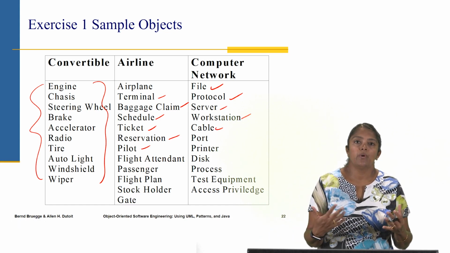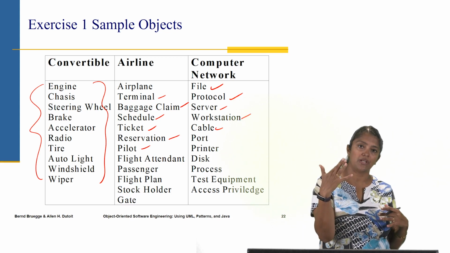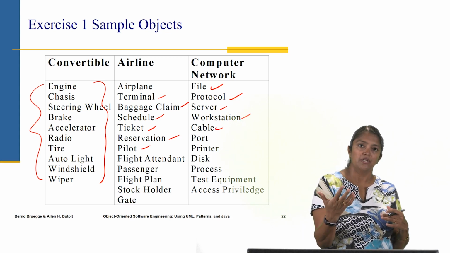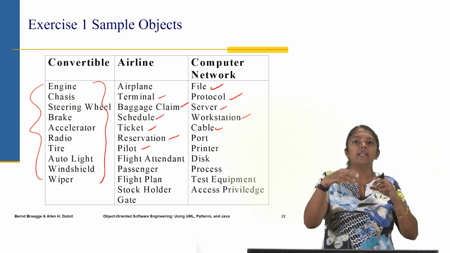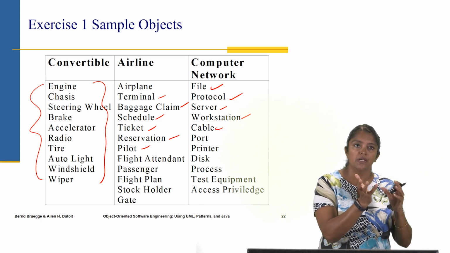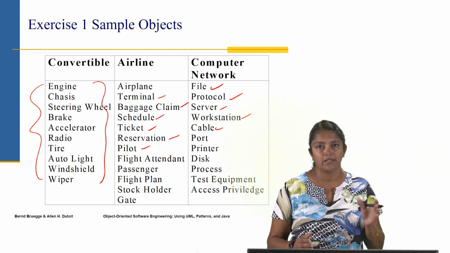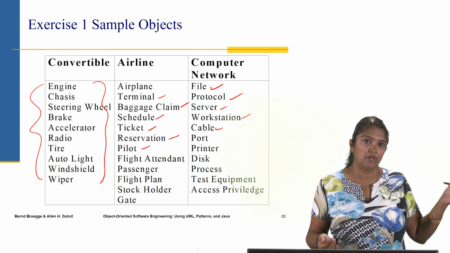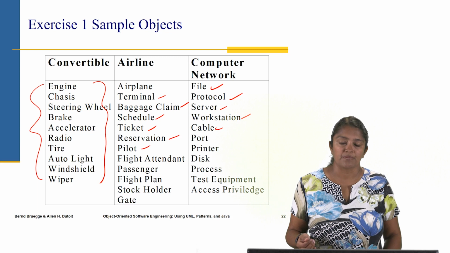So that's how we come up with a list of potential objects first that are relevant to that domain. And then from there, through an iterative modeling process, we define further detail and take it from there, going through building an object model.